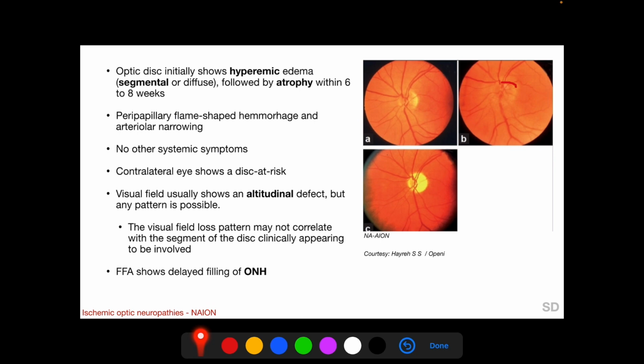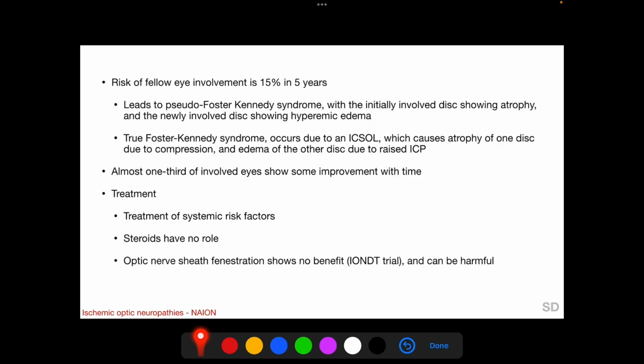FFA shows delayed filling of the optic nerve head. The choroidal filling is normal in non-arteritic ischemic optic neuropathy. Risk of fellow eye involvement is much less than in arteritic AION, 15% in 5 years, and this leads to pseudo-Foster-Kennedy syndrome, with the initially involved disc showing atrophy and the newly involved disc showing hyperemic edema, whereas a true Foster-Kennedy syndrome occurs due to an intracranial space-occupying lesion, which causes atrophy of one disc due to compression and edema of the other disc due to raised intracranial pressure.